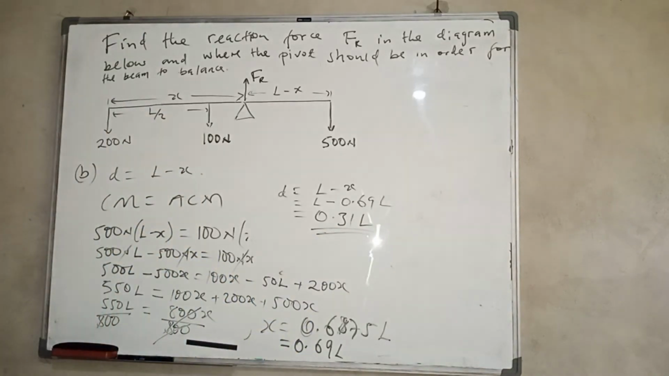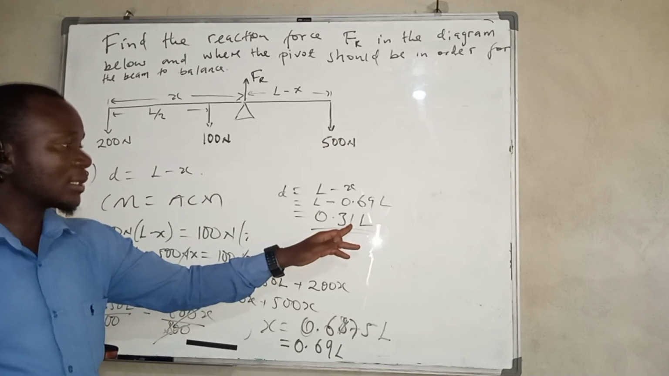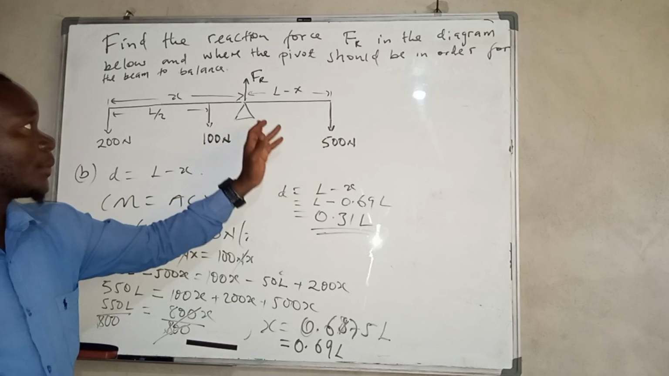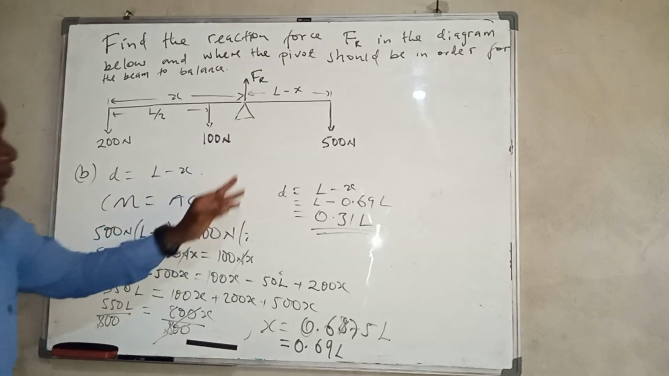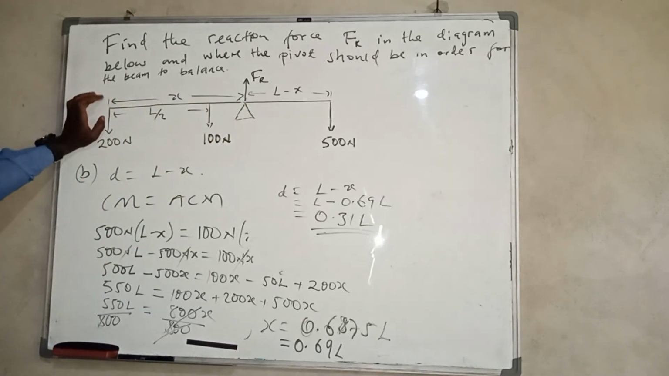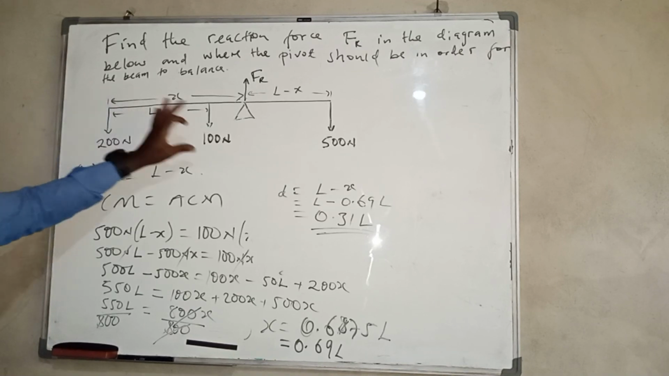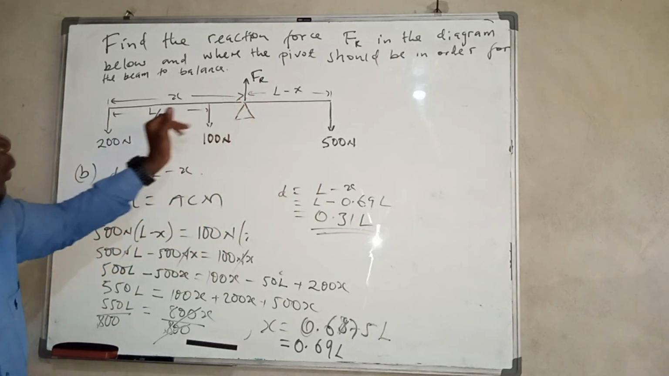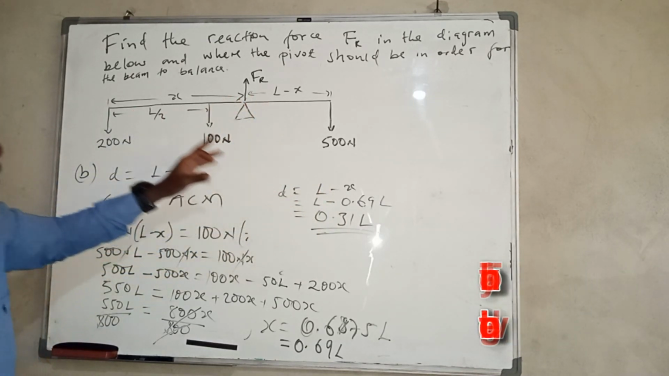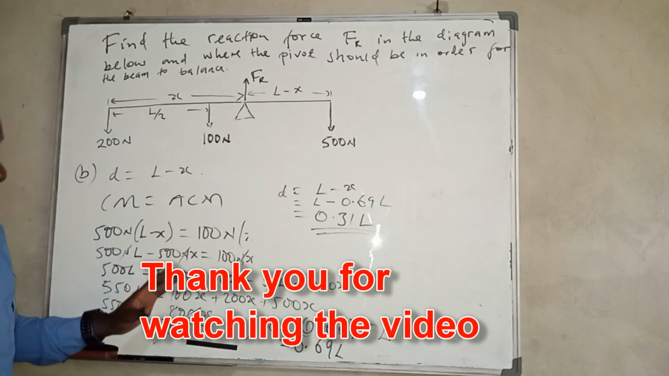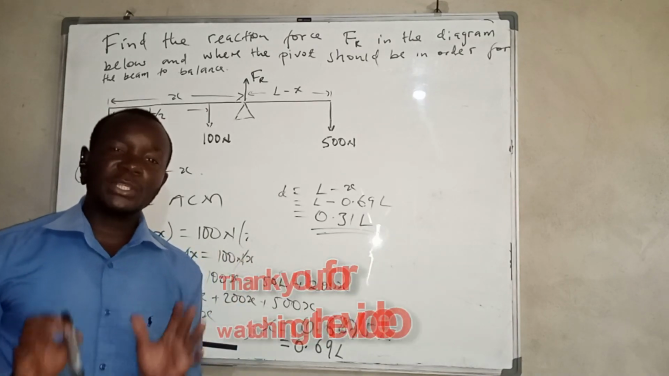So the 500 newtons must be 0.31 L from the pivot, and the 200 newtons must be 0.69 L from the pivot. And when it is like that, then the beam is going to balance.